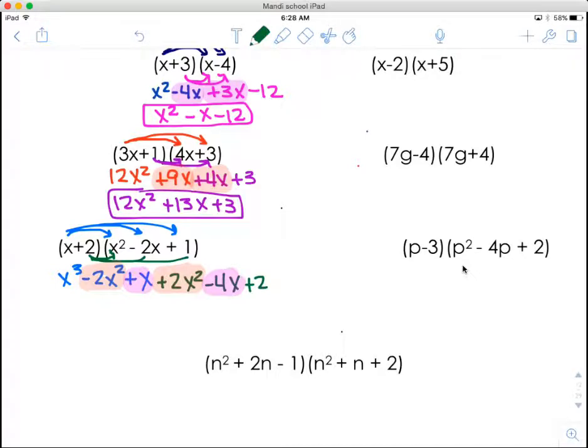Let's write down what we have here. We have x to the third. Negative 2x squared and positive 2x squared becomes 0. x minus 4x is negative 3x plus 2.